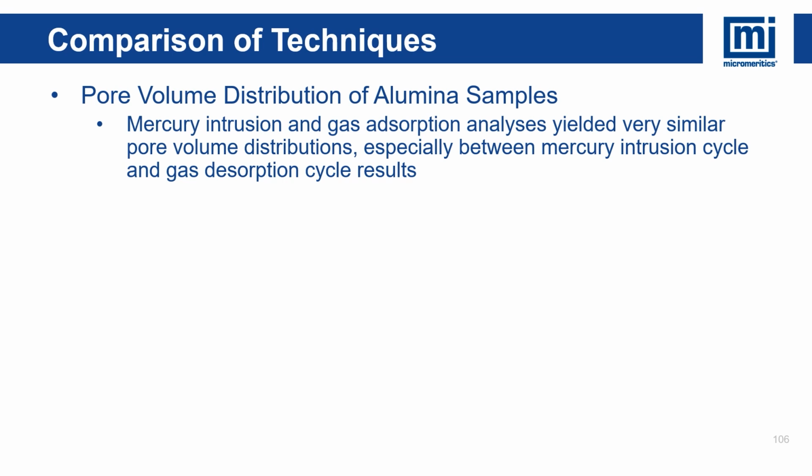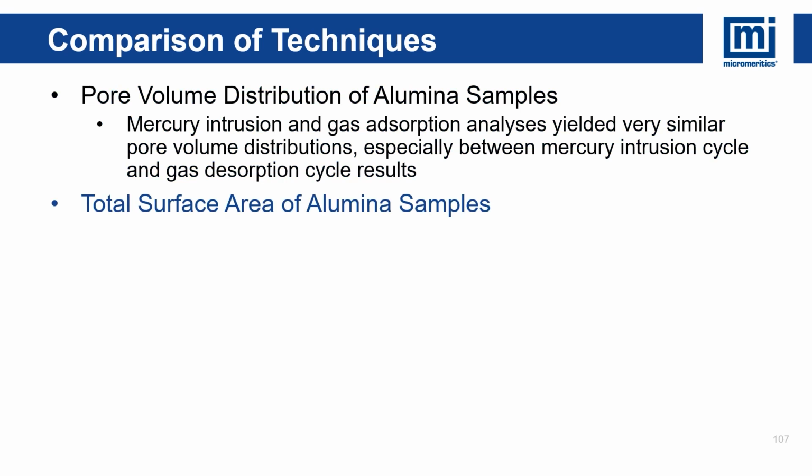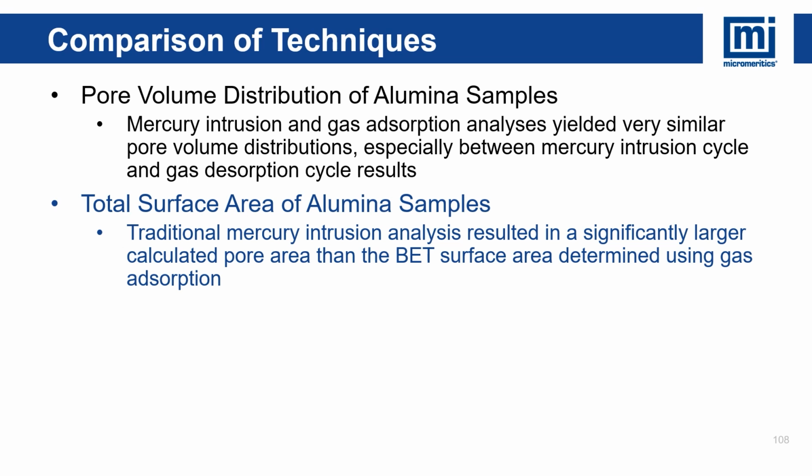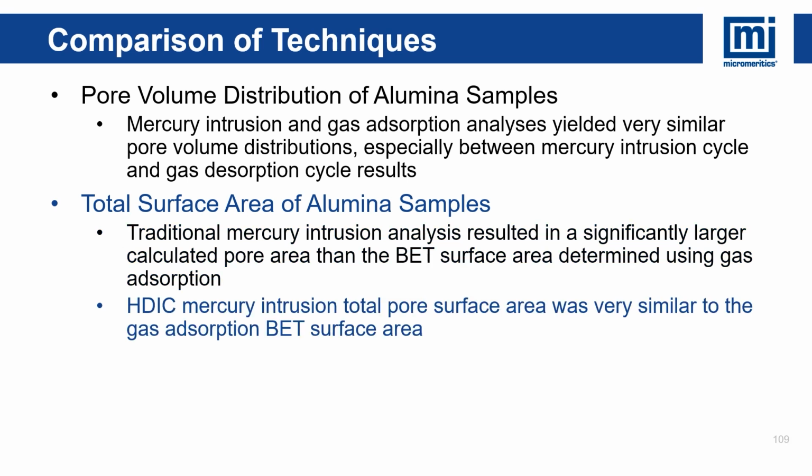For total surface area of the alumina samples, the traditional mercury intrusion analysis gave us significantly larger calculated total pore areas than we got from the BET surface area determined by gas adsorption. Now, with the high definition intrusion cycling, the mercury intrusion total pore area just for the throats was very similar to that from gas adsorption BET surface area analysis.